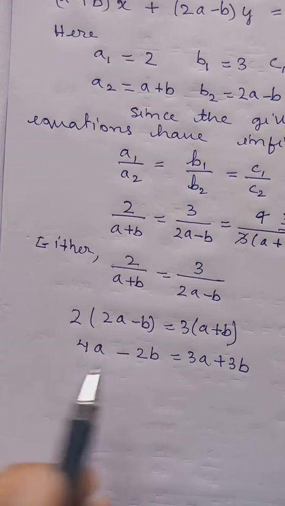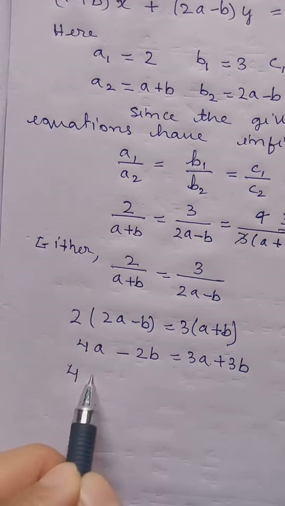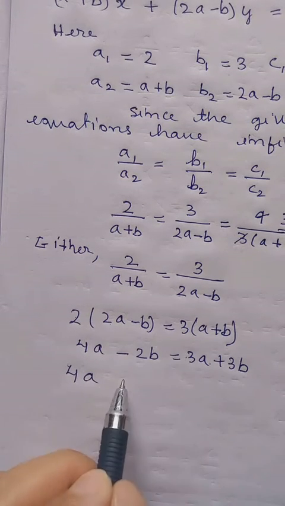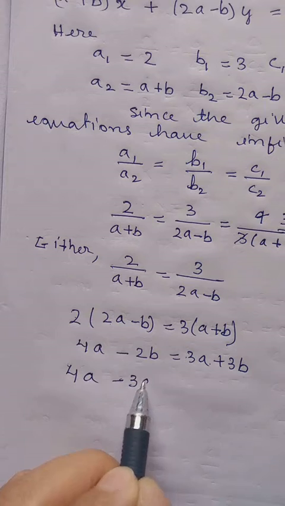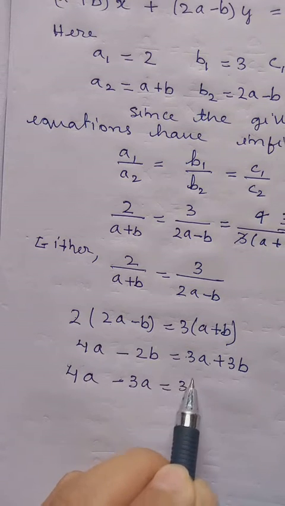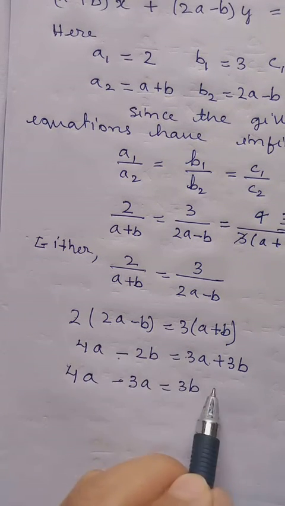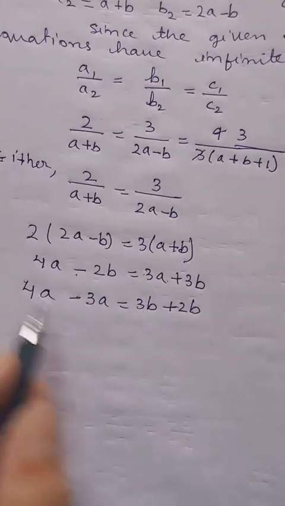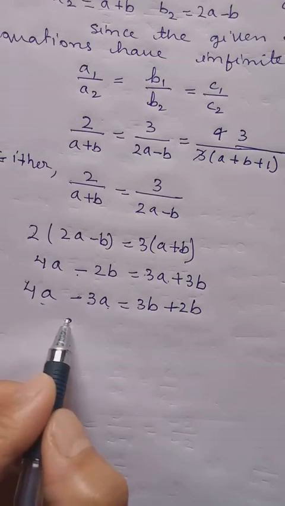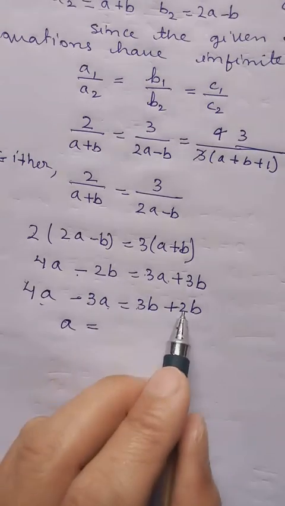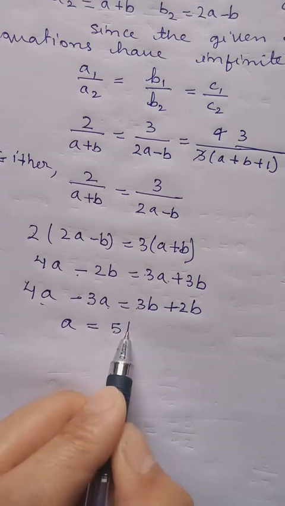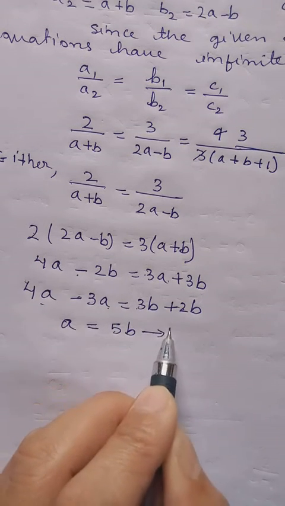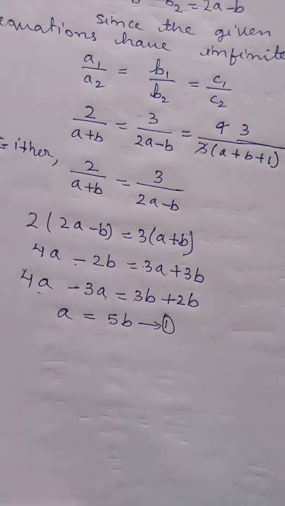So A and B, you can bring to one side: 4A. This is plus, take this side, it becomes minus 3A. This is minus 3B, we take it to that side, it becomes plus 2B. So 4 minus 3 becomes A, 3 plus 2 becomes 5B. We cannot do anything more, let's name it as equation 1.